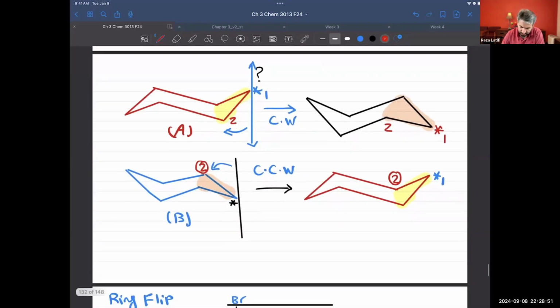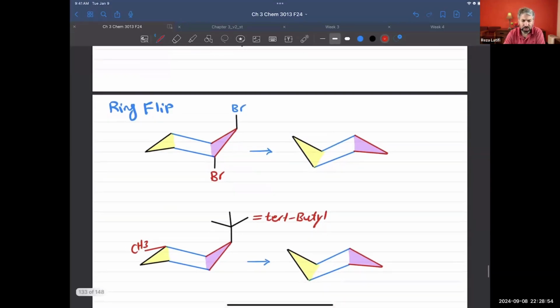One example here, we have a ring flip. For example, this bromine is in axial position and is up. That bromine is in axial position and is pointing down. First of all, I want to know whether it's cis or trans. One of them is up and the second one is down, so I'm dealing with trans.